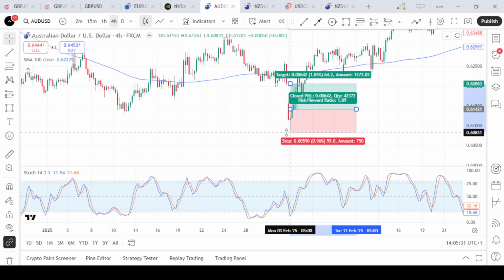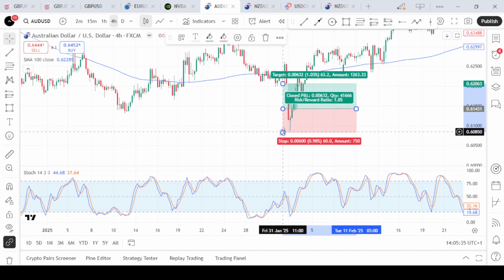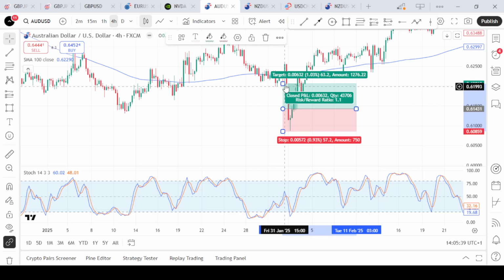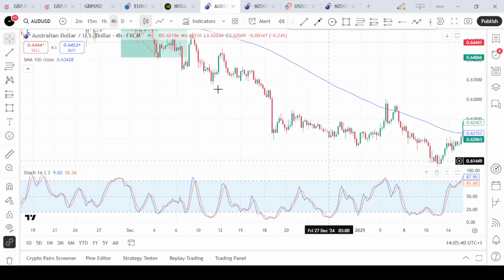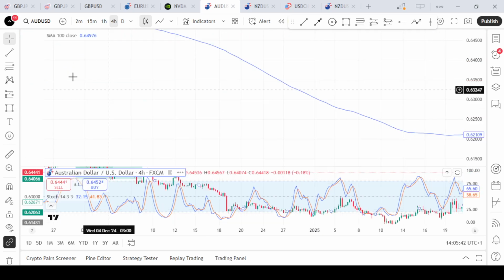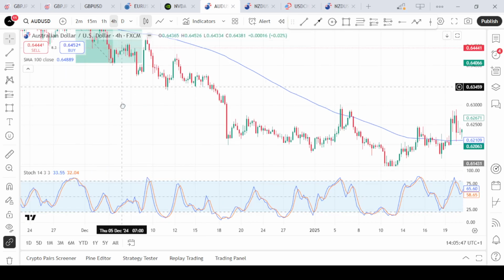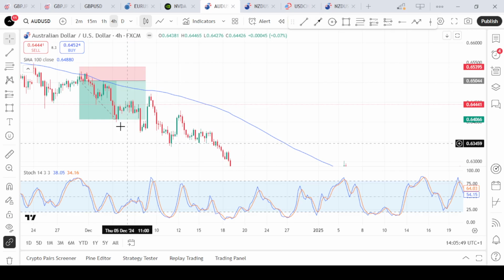We manage our trade, which is the fourth step, by placing our stop loss just below the recent swing low in a long position, while in a short trade you place your stop loss above the recent swing high. This is how we manage our trade.